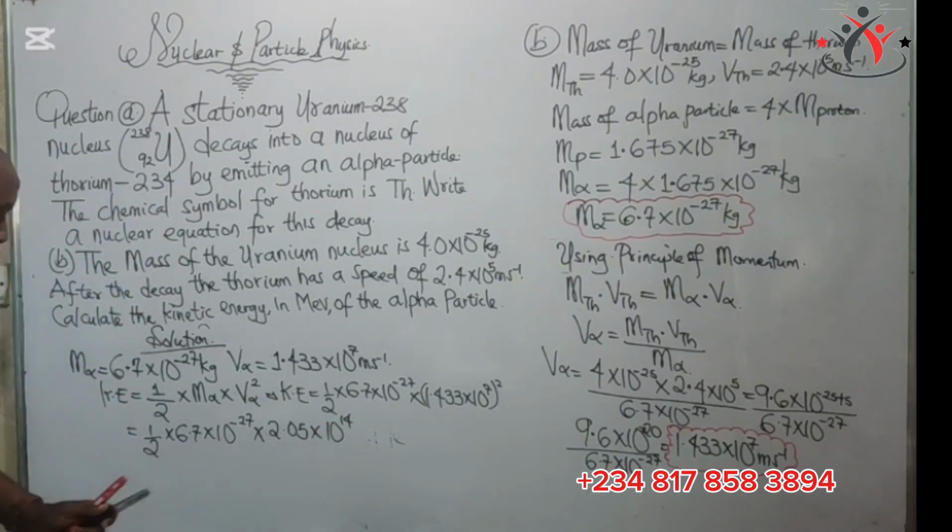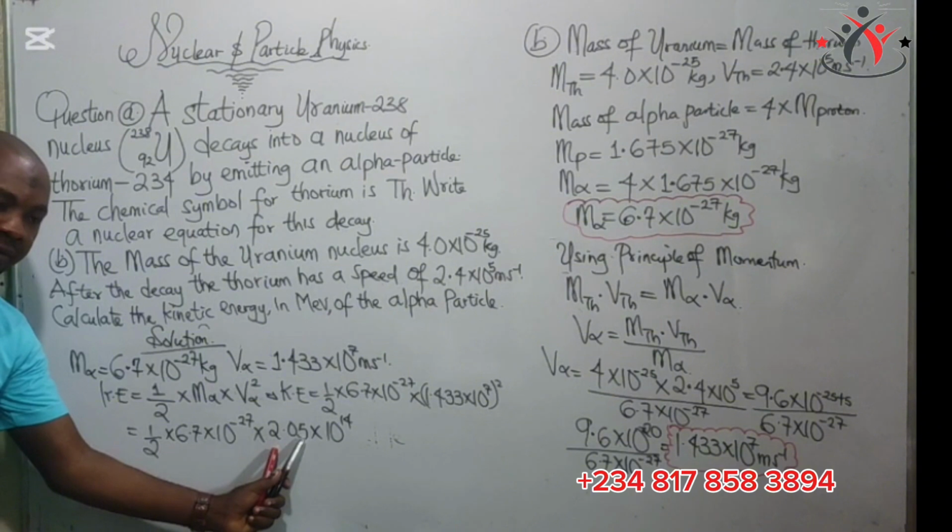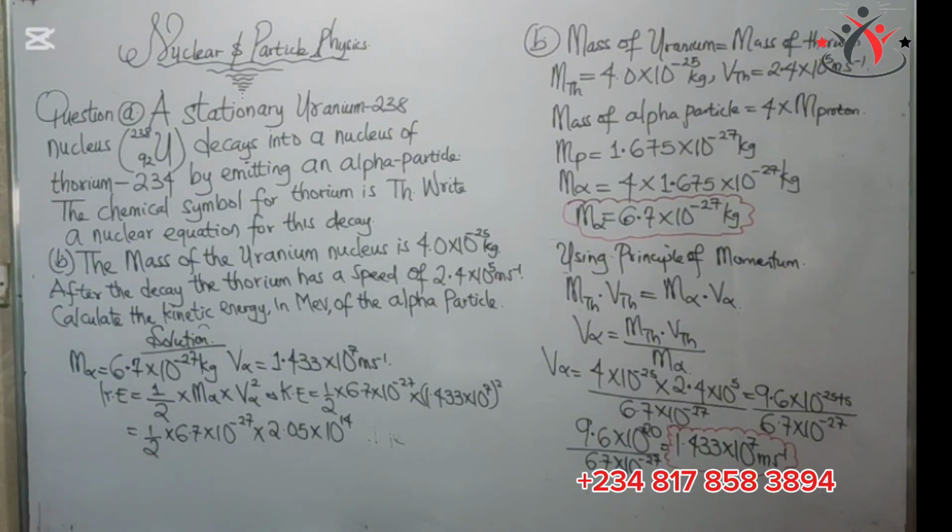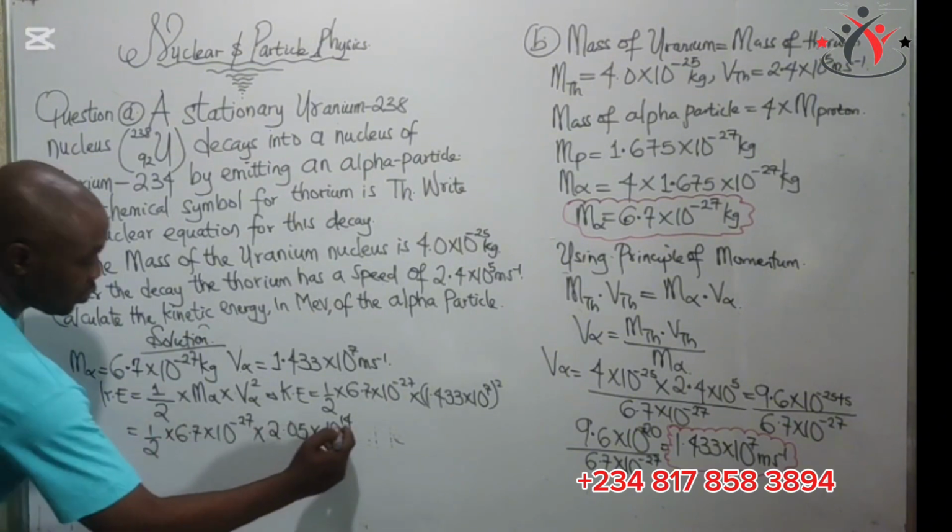Now let's multiply 2.05 and 6.7. When we multiply 2.05 by 6.7, that would be 13.74. Now dividing that by 2, that would be 6.87. All right, so this is going to give us 6.87.